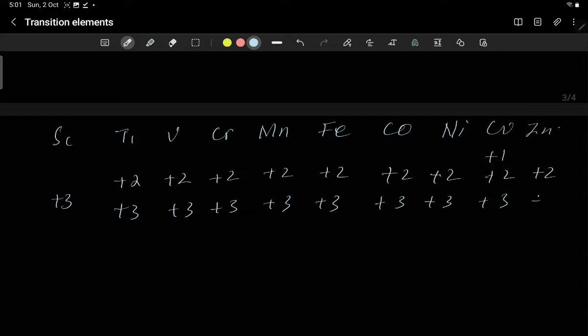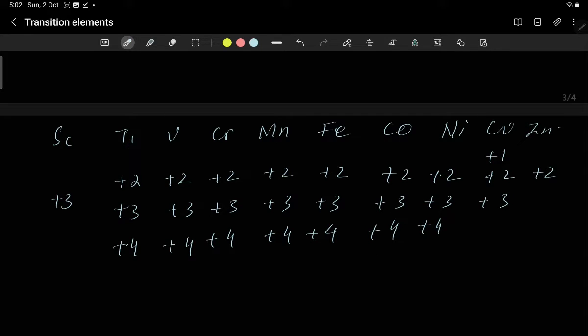Except zinc has only +2. So scandium has only +3 while zinc has +2. I will explain this later. So first write down the charges: plus 4, plus 4, plus 4, plus 4, plus 4, plus 4, plus 4.